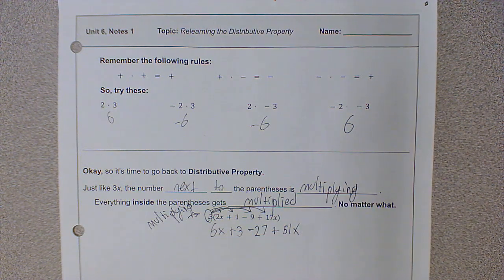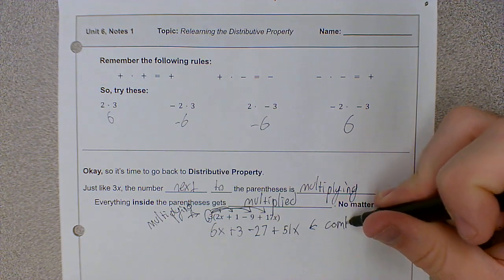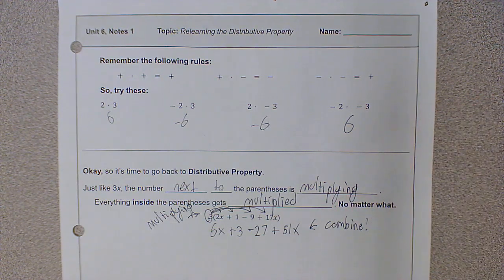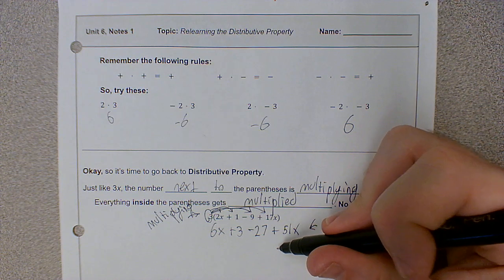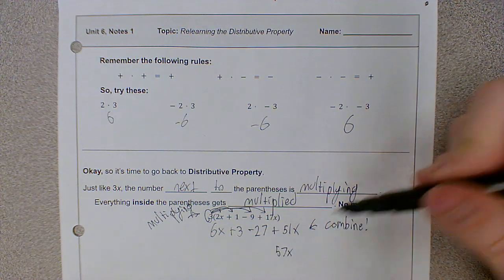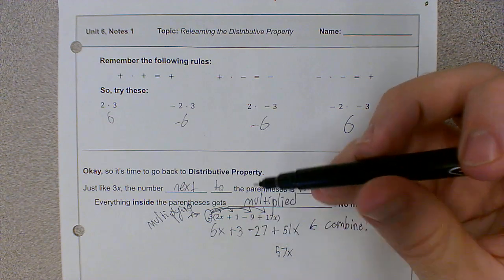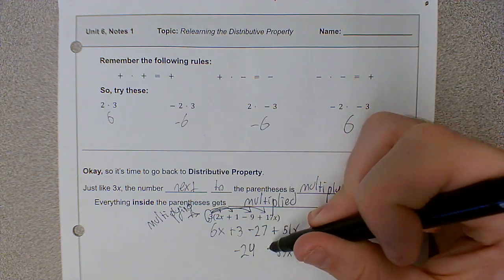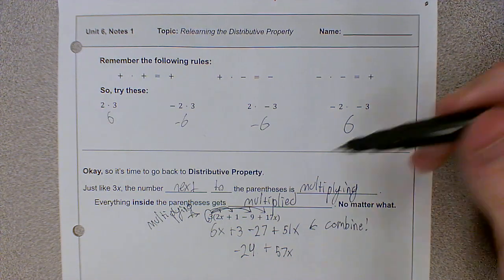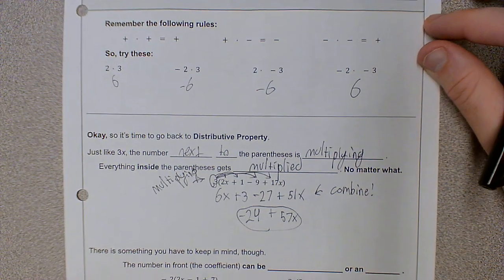And then, you know what? We can combine this. So, I have 6x's here. I have 51x's there. That's 57x's total. I have 3 minus 27. That's going to give me negative 24. Giving me my final answer, negative 24 plus 57x.